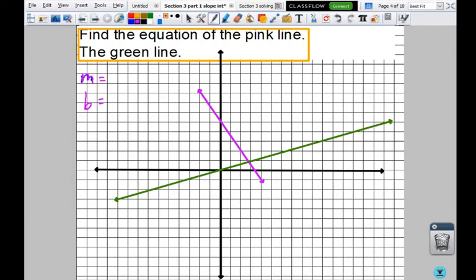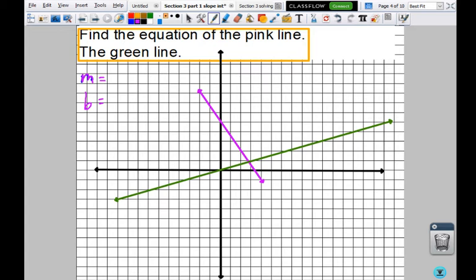So you start in the middle. Because we're going up, it's positive. That's your B. Okay, we need our M also. What was our M? Remember how to find the slope?